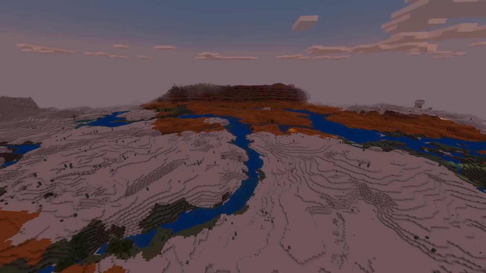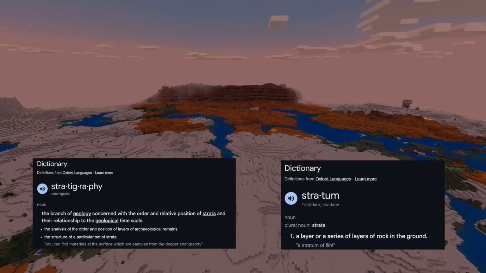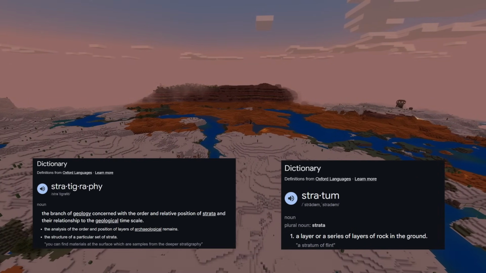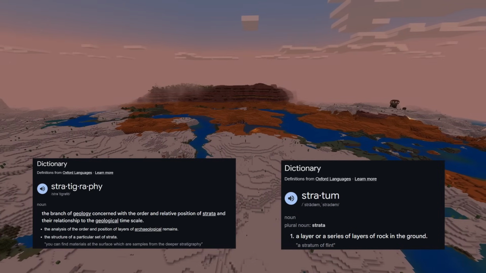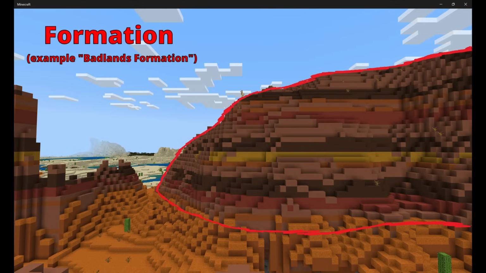Stratigraphy is going to be one of the most useful branches of geology when looking at Minecraft. It is the study of layers. Specifically, stratigraphy looks at the relative position of strata, layers, and what it can tell us about the history of a formation. A formation is a distinct unit or group of units.